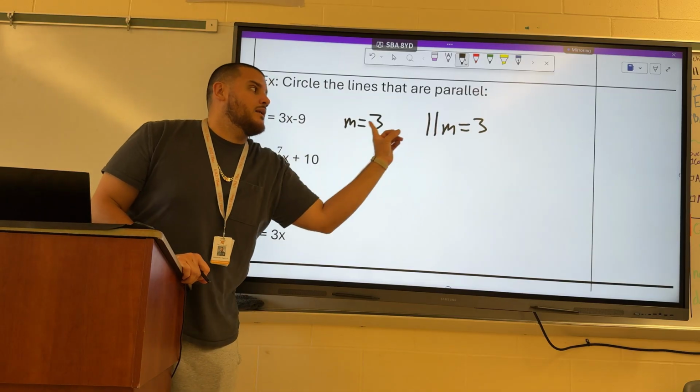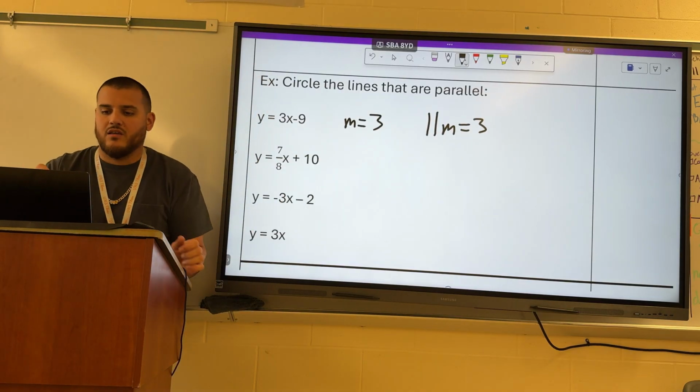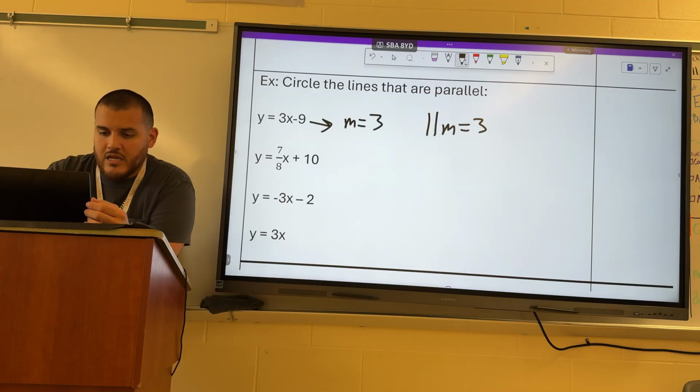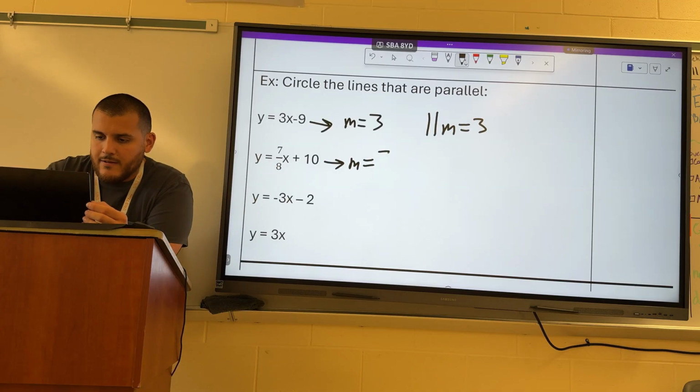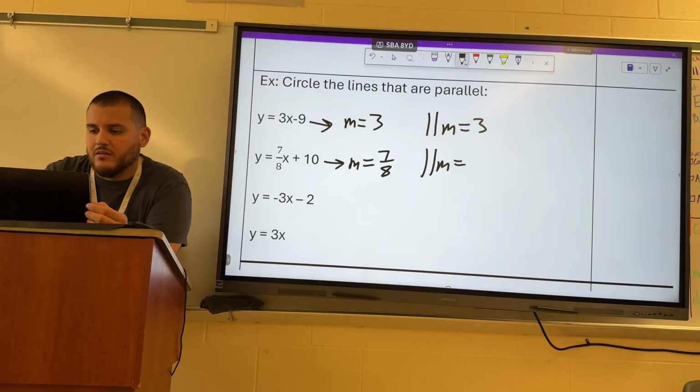A parallel slope has to be the same value. So again, the slope there is 3. The slope for this line, given by the fraction in front of x, is 7/8. And parallel lines have the same slope. So when I write the equation of a line parallel to that, I'm also going to have 7/8.